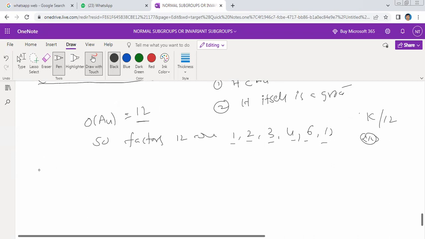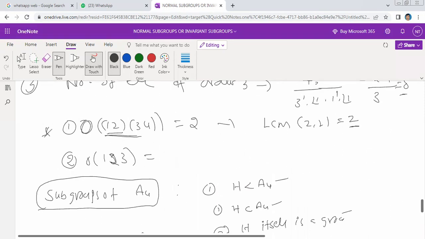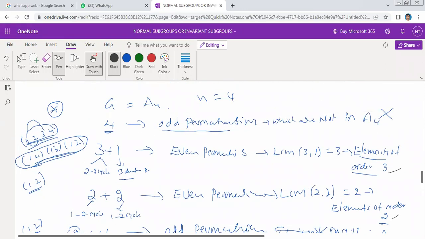Now my first question, subgroups of order 1. Can you tell me which is the subgroup of A4 of order 1? You know that it is H1. I can denote it by H1. Order 1 has only one element, the identity element, the only subgroup of order 1.